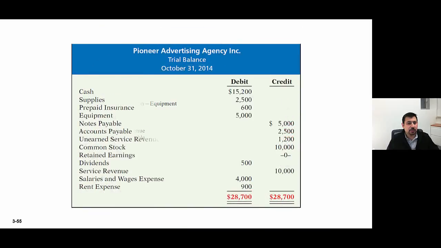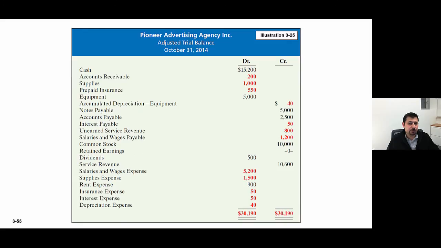And as you remember, that was the trial balance before adjusting, before making the 4 types of adjusting entries. And after finishing with the adjusting entries, this becomes the adjusted trial balance. As you can see here, the accounts that were involved are in red to show the differences, and here again total debits and total credits are equal.